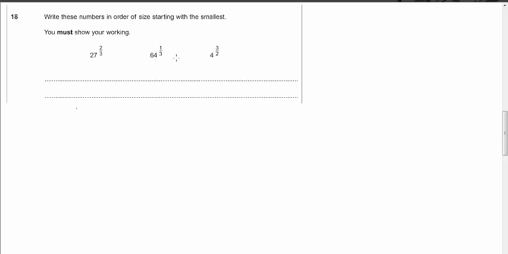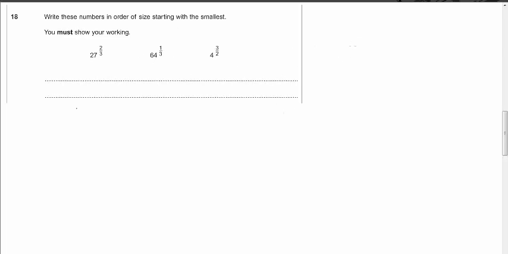So you're given these three things: 27 to the power of 2 over 3, 64 to the power of 1 over 3, and 4 to the power of 3 over 2. You've got to put these three in order of size, smallest to biggest. So basically what you need to know is what these come out as. This is where your knowledge is going to be tested.